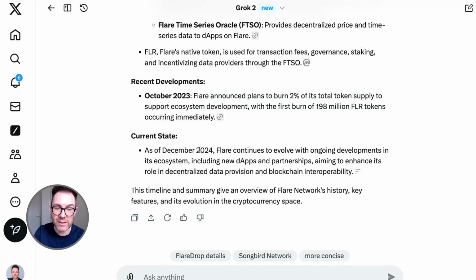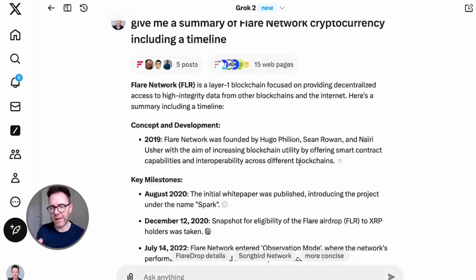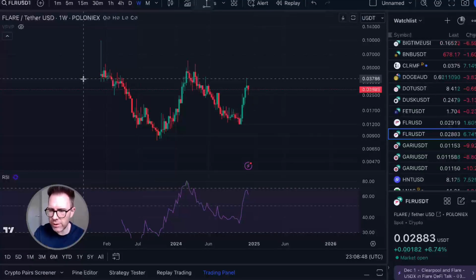Current state as of December 2024: FLR continues to evolve with ongoing developments in its ecosystem, including new dApps, decentralized applications and partnerships, aiming to enhance its role in decentralized data provision and blockchain, and so on. Cool. Short answer is they brought it out. It's like a blockchain data aggregator. They gave it to XRP holders first, and it's still doing its thing, and it's part of the crypto verse. Cool? Good. Here is the FLR price in US dollars.